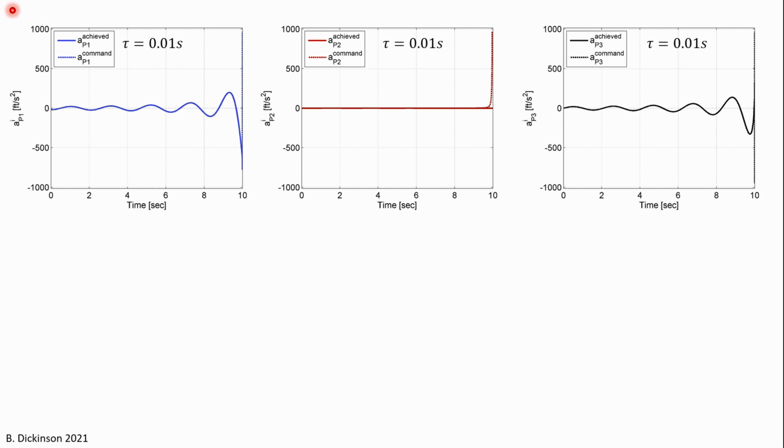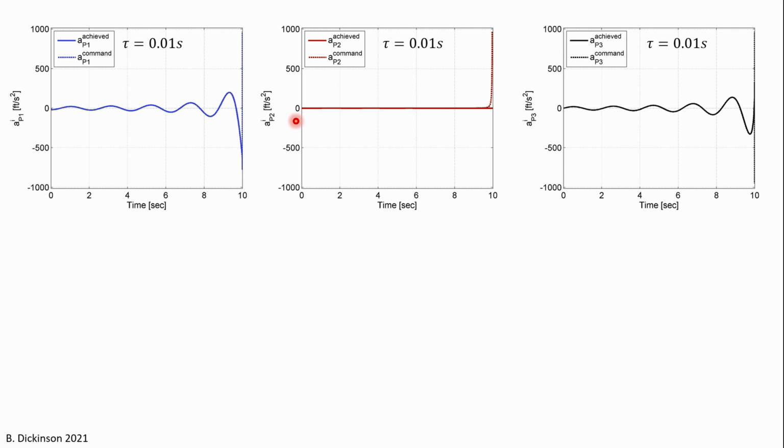This is the pseudo-pilot response in each inertial direction for the time constant of 1/100th of a second. On each plot is the achieved and commanded acceleration of the pursuer. There's no observable difference between the commanded and achieved signal with a time constant of 1/100th of a second. Well, this is expected because essentially the pseudo-pilot is much faster than the commands of the guidance law.